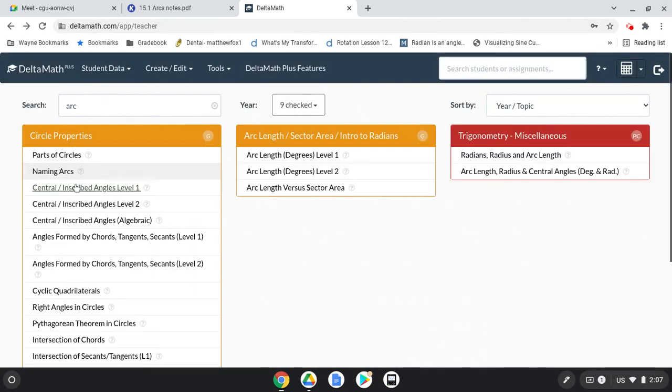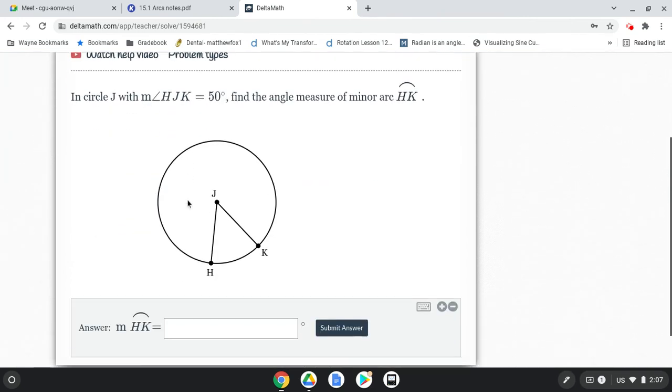Okay, now the other type of question, very easy. It says find what that arc of HK is. Remember, whenever we have a central angle, if that is 50 degrees, we know this arc is the same. So it will just be 50 as well.